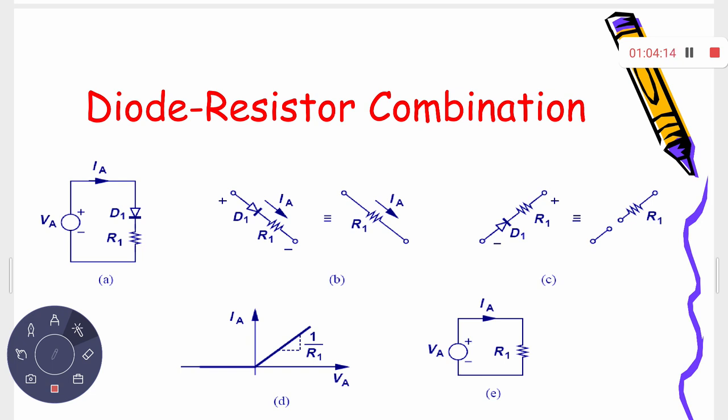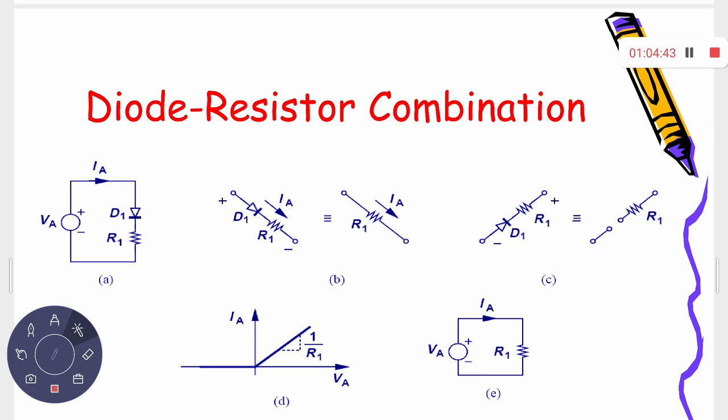Here you have the diode and resistance combination. Resistance is a well-known thing to you. Now this diode you can replace. Let me check the diode resistor combination. I think it is for the ideal diode case. So for the ideal diode, as you know, VD on is 0, R on is 0, and R off is infinite.